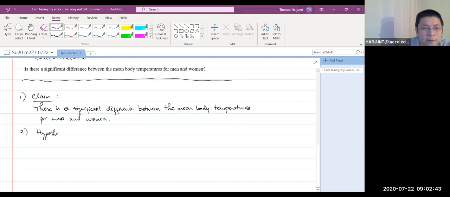Hypothesis. Significant difference means the difference, in this case the subtraction, is not 0. Right? So mean 1 minus mean 2 is not 0. Mean 1 minus mean 2 equals 0.